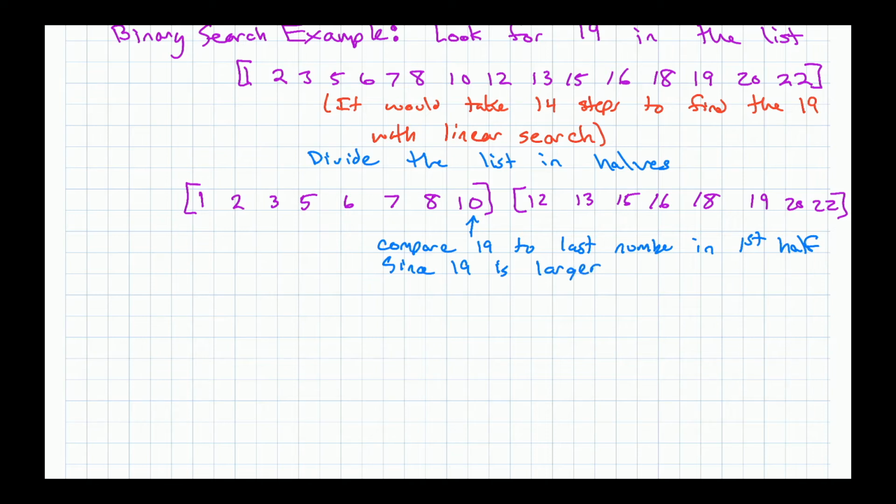is larger, what does that mean? Well, remember that this list is sorted already. So since 19 is actually bigger than 10, then that means that 19 could not be in this half. Just by comparing the 19 to the 10, we know 19 can't be over here. So that would mean 19 has to be in the second half if it's in one of the halves at all, which it doesn't have to be. But if it is, it's in the second half. So since 19 is larger than 10, we're just going to throw out the first half.